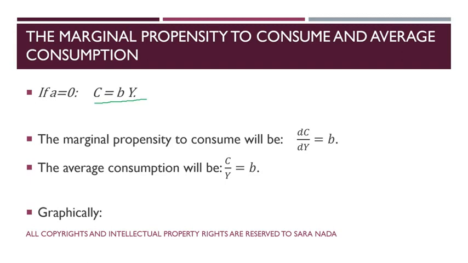What about the average consumption? Remember how we calculated the average consumption? We did that by dividing the consumption function by Y. Under this case, we have the consumption function equal to BY. If we divide C by Y, what will we get? We will get also B. So if we have the autonomous consumption equal to 0, we will get that the marginal propensity to consume equals B and the average consumption equals B also.